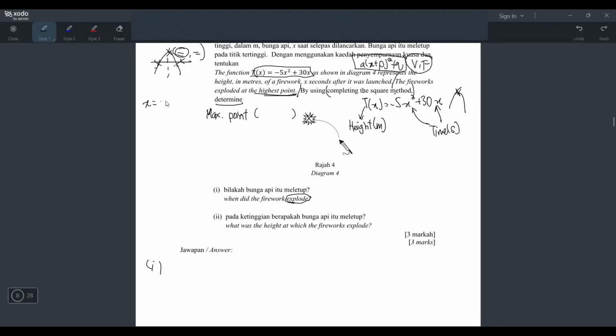And the third method is to use this formula, negative b over 2a. If you use this formula, you will straight away get the x coordinate of the turning point. And then how to get the y coordinate? You just substitute back into the equation to get the y coordinate, right?